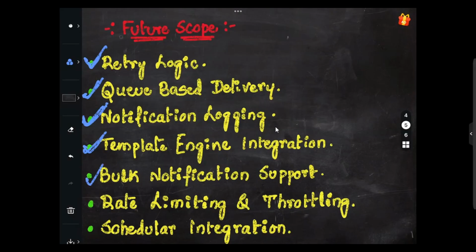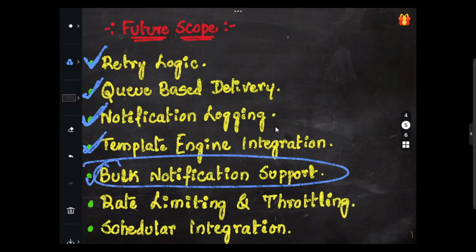So the next one here is bulk notification support. When I say bulk notification support, we have to be able to support sending to multiple recipients at once, right? That is what bulk notification support states here. So this is fine.